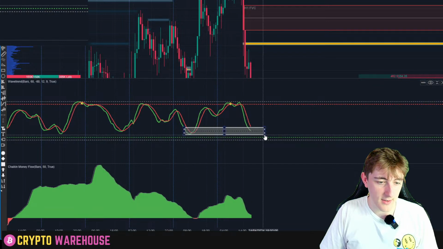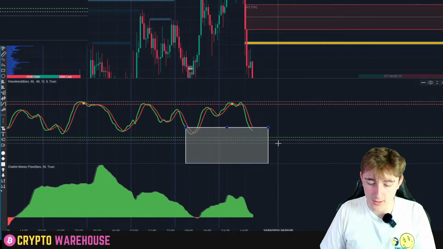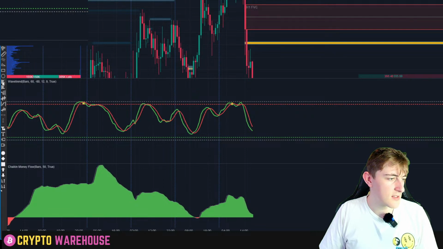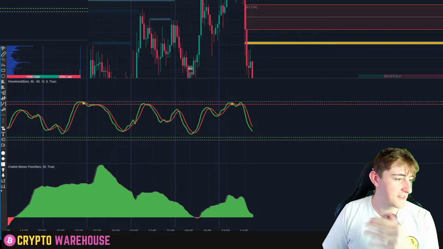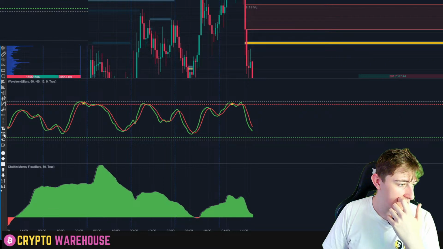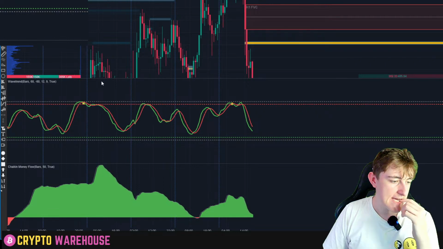I could probably draw a rectangle here. I don't know why that drew so low. Is there a pencil actually? I don't know a lot about this platform, so you have to bear with me. Do we have a pencil on there? I don't know. Oh, we do.